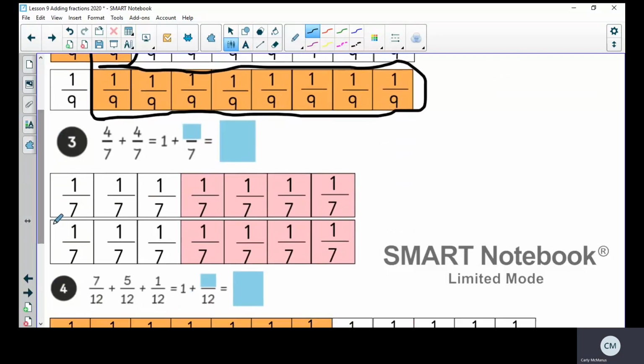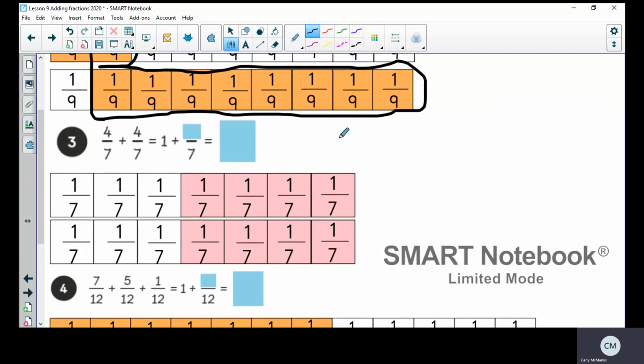And then here we've got, we'll just do this one, we're looking at sevenths. So we've got 4 sevenths here and 4 sevenths here. Now here, look, they're asking you to make it into a mixed number, so a whole number and a fraction.